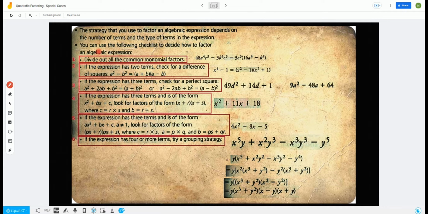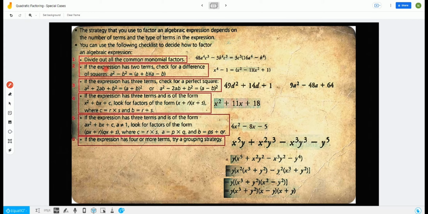So okay, the strategy that you use to factor an algebraic expression depends on the number of terms and the type of term in the expression. So you can use the following techniques to decide how to factor algebraic expressions. The first one: when you look at the expression, the first thing you have to think about is any common factor in each term. So first, divide out all the common monomial factors.